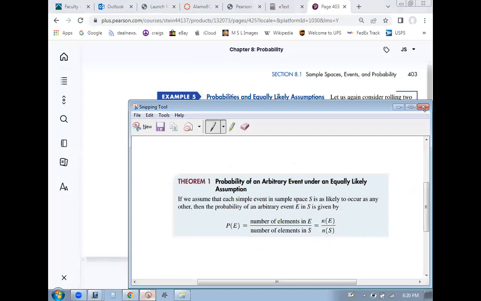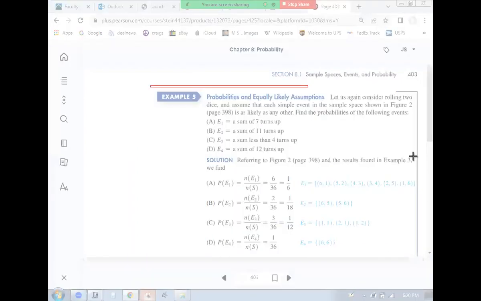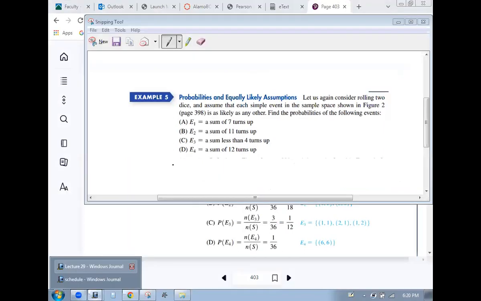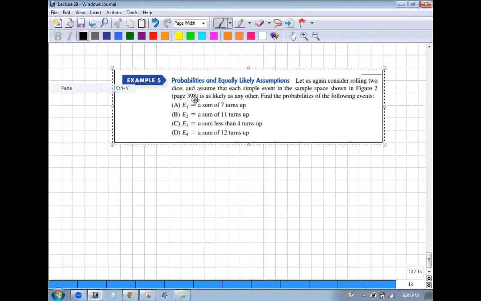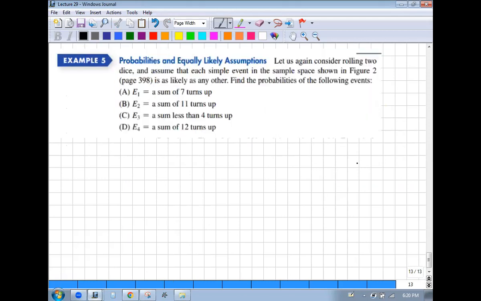Let's look at another simple example. Consider rolling 2 dice. Assume that each simple event in the sample space is as likely to occur as any other. Find the probabilities. All right, so E1 is a sum of 7 turns up, right? So what is E1? Let's see, we could have what, a 1 and then a 6, right? We could have a 2 and a 5. We could have a 3 and a 4.